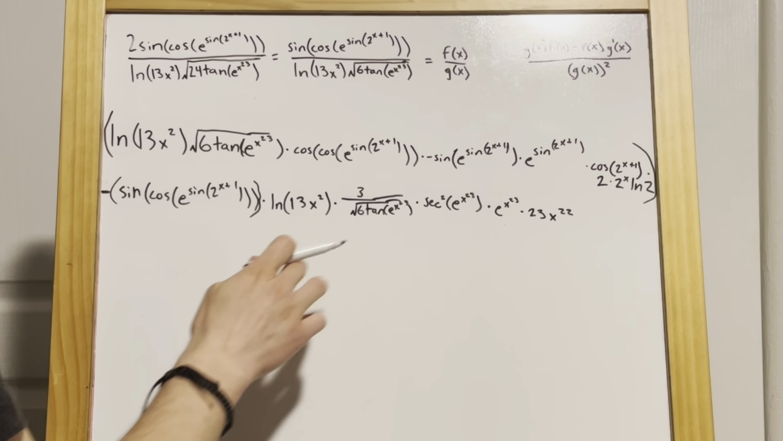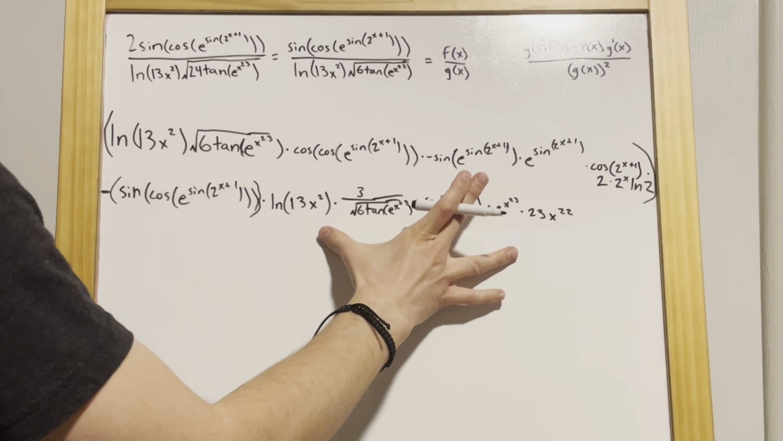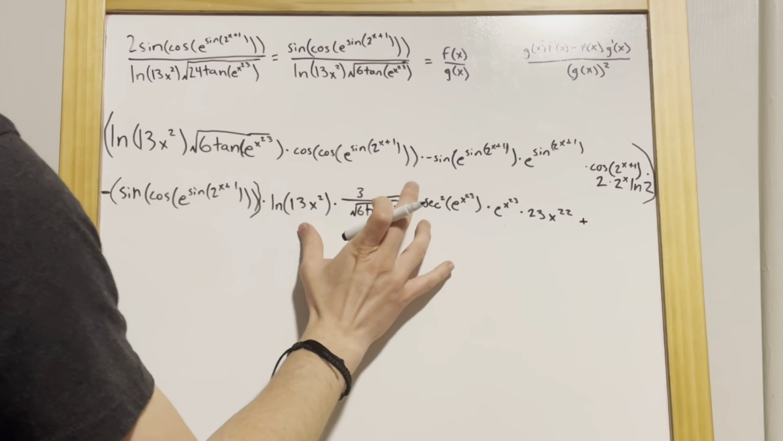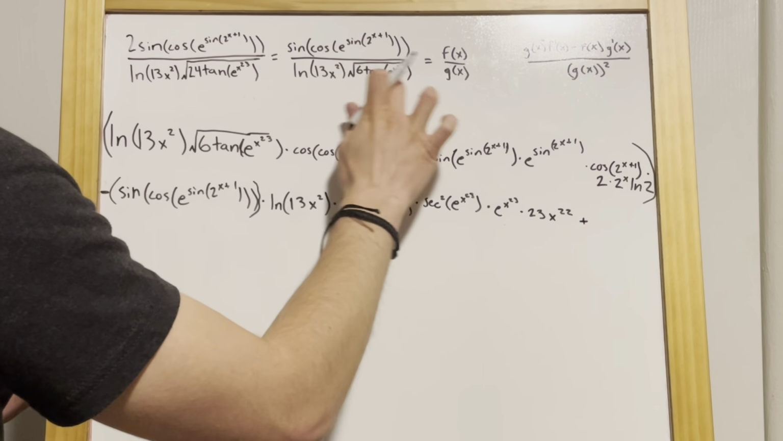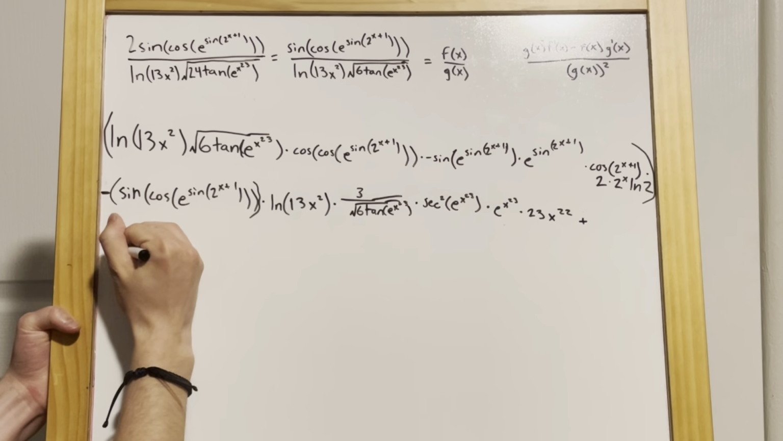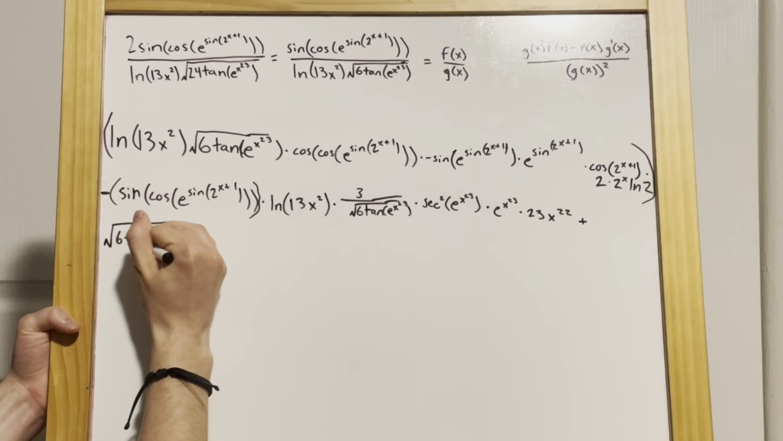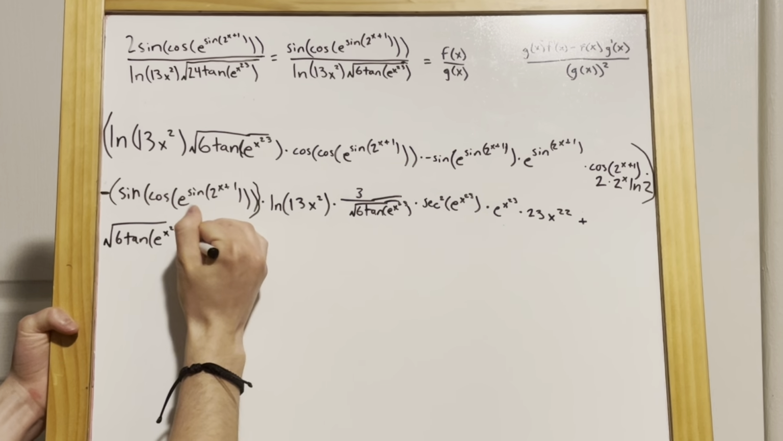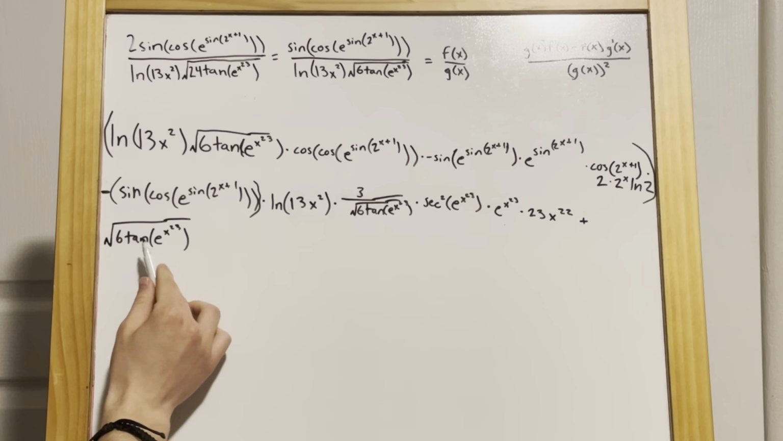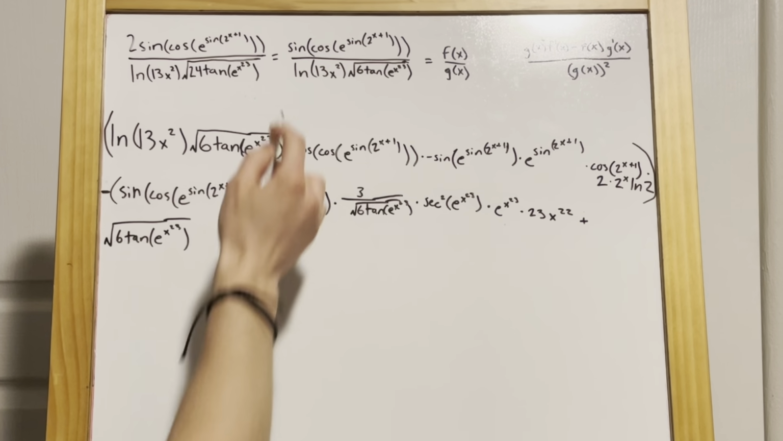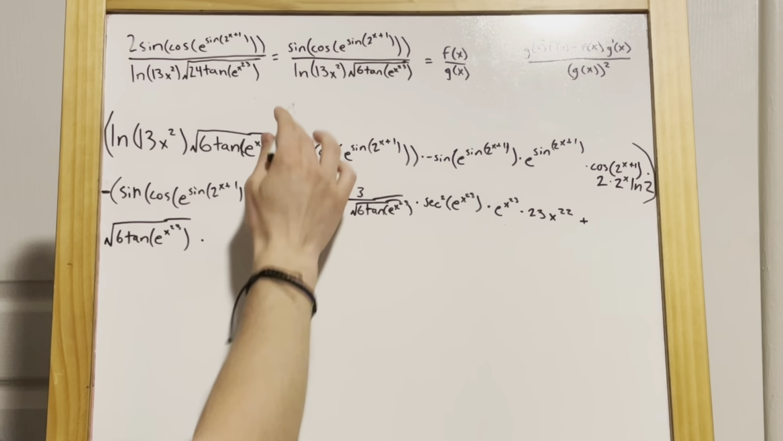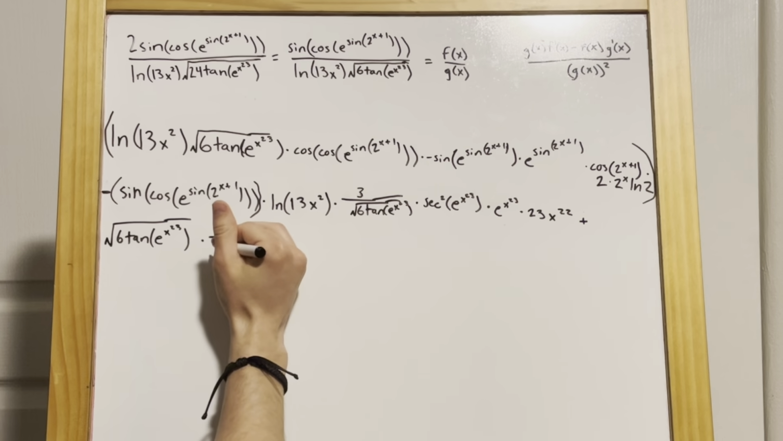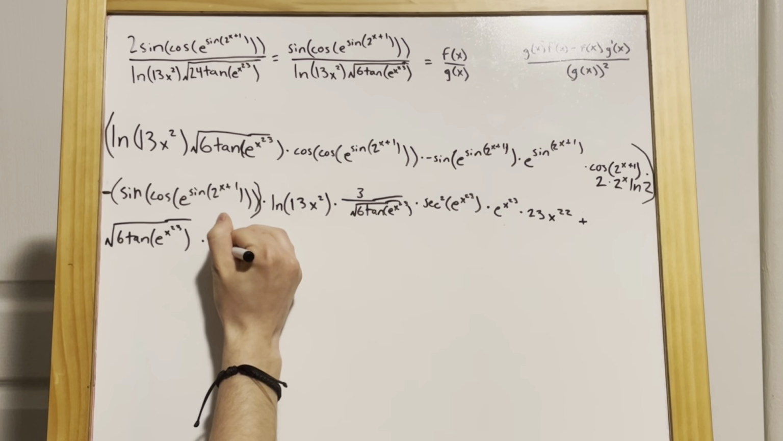Oh no, I'm sorry. We haven't finished our g prime. This is just the first half of the product rule. So now we have to add and do it the other way around. So now we bring this one, just leave it as it is: square root of 6 tangent e to the x to the 23rd. And now we multiply this by the derivative of this right here. The derivative of natural log is 1 over x. So I'll have 1 over, since we're using chain rule, 13x squared.